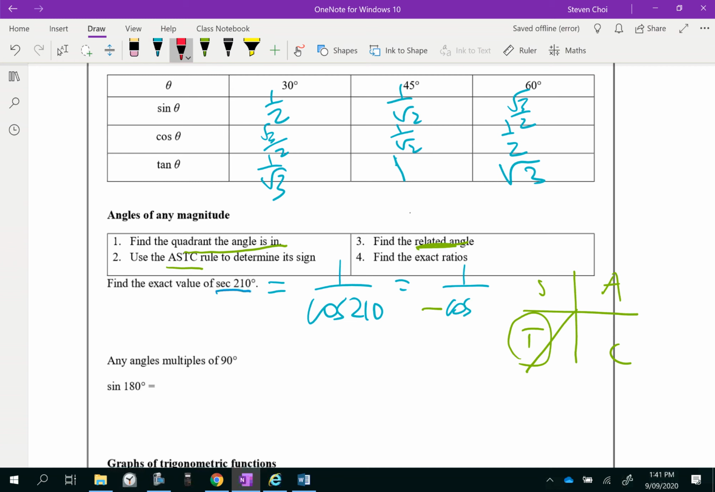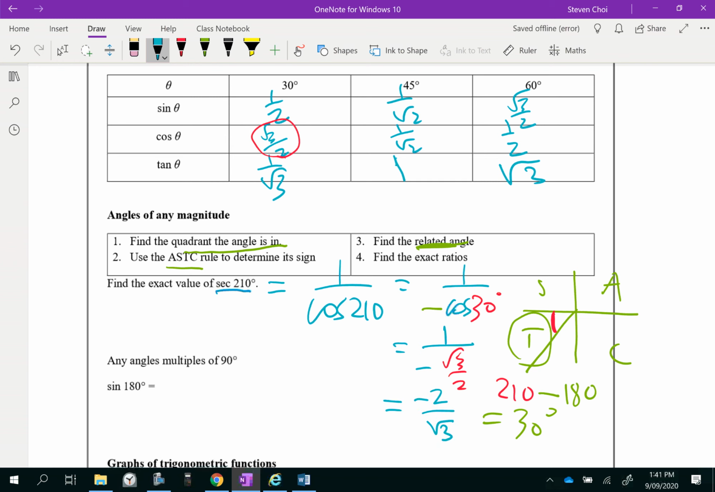And then you also have to find the related angle. How do you find the related angle? So this is 210. To find the related angle, you have to find this angle. So you do 210 minus 180 degrees. That will be 30 degrees. So you write 30 degrees. And that's where you use the table. Cos 30 is root 3 over 2. So you write root 3 over 2, equal to negative 1 over that, which is equal to negative 2 over root 3. All right, any question? Good.